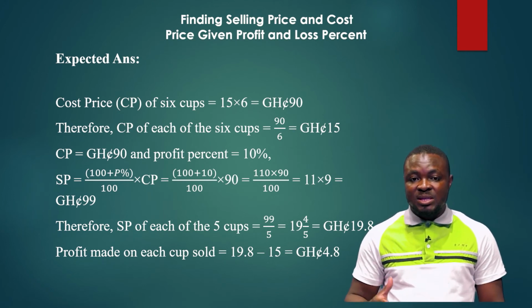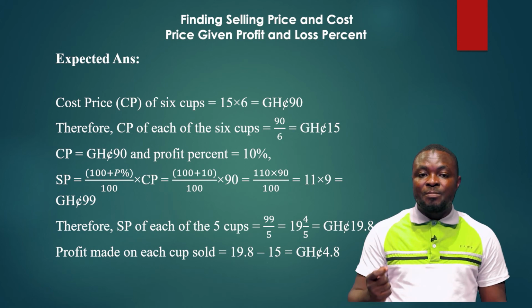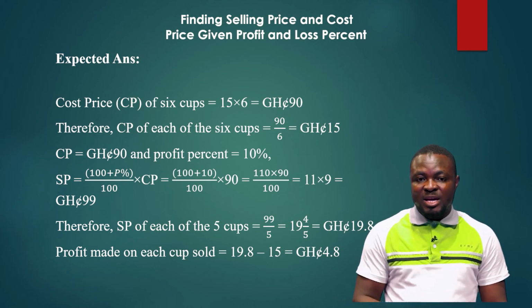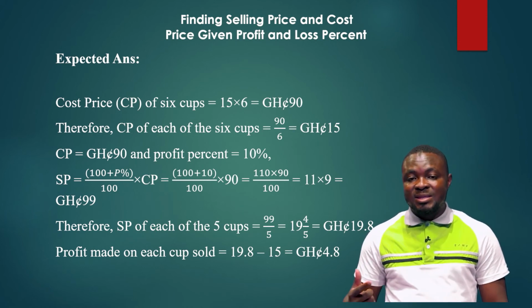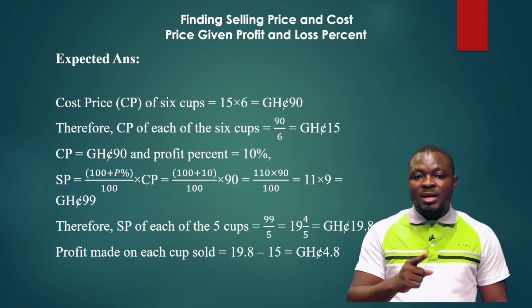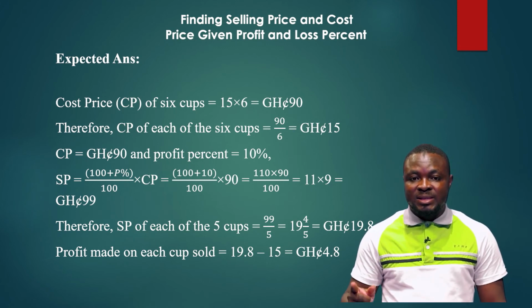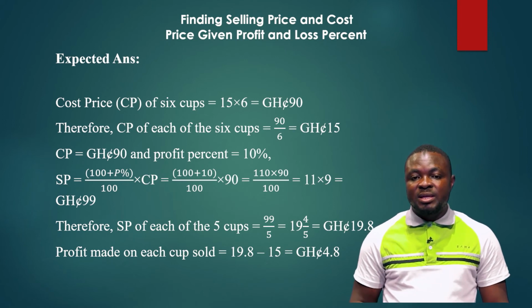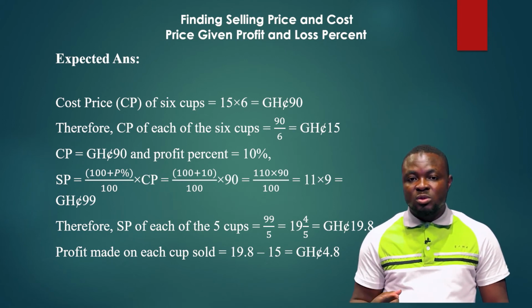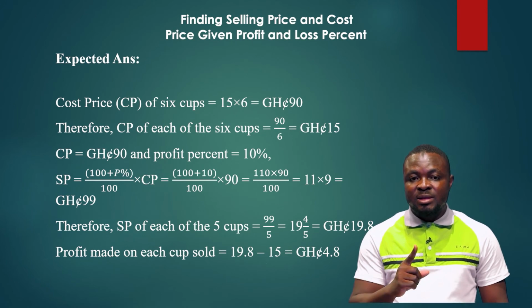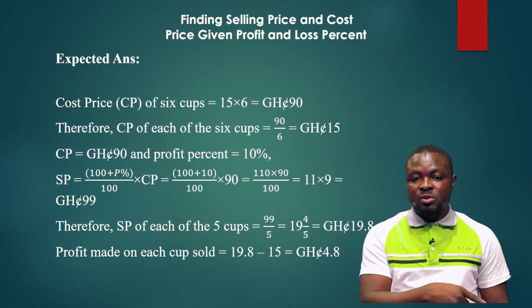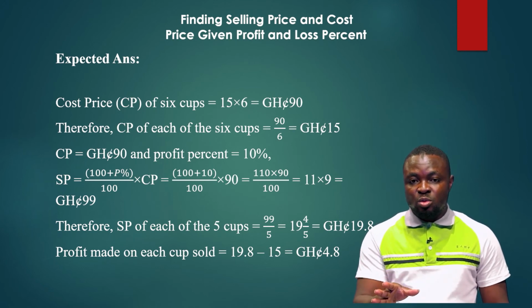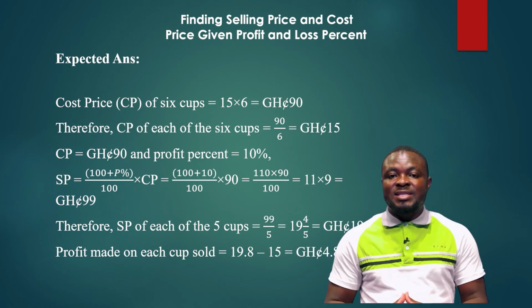What is the profit percent? It is 10. So you get 100 plus 10 divided by 100. What is the cost price? It is 90 Ghana cedis. So 100 plus 10 is 110. You multiply 110 by 90 and you divide the result by 100. The denominator carries 2 zeros, the numerator carries 2 zeros. So the 90 becomes 9 and the 110 becomes 11. So it is 11 times 9, but the zeros in the denominator also go. So 11 times 9 gives us 99 Ghana cedis.